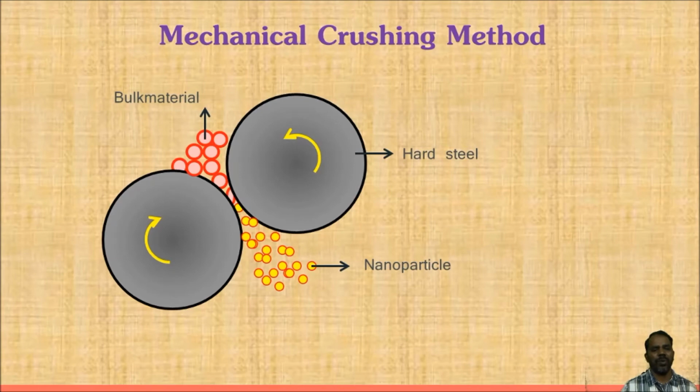In this case, two solid cylinders are fixed with a very small gap. The bulk materials are placed here, and the cylinders rotate in opposite directions, clockwise and anti-clockwise. So the macroparticle enters the small region and is broken into small pieces. We get nanoparticles. This is also one of the oldest methods to produce nanoparticles.